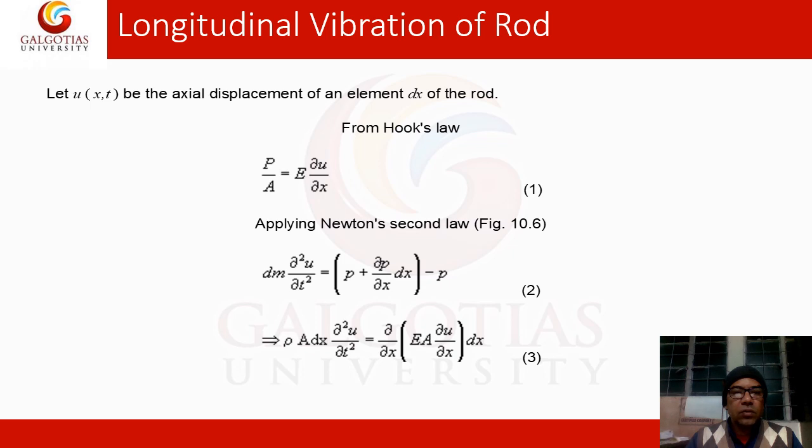dm ∂²u/∂t² equal to P plus ∂P/∂x dx minus P, and finally the equation will be ρ A dx ∂²u/∂t² equal to ∂/∂x of (E A ∂u/∂x) dx.